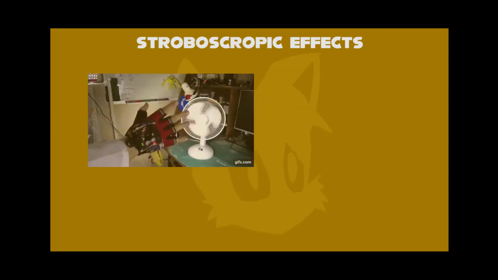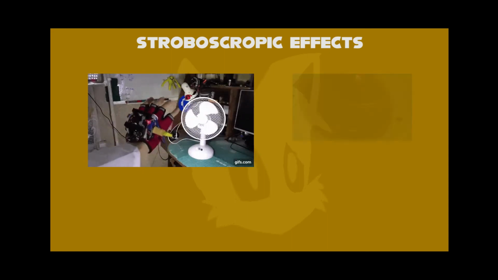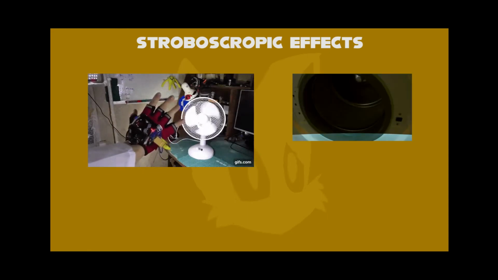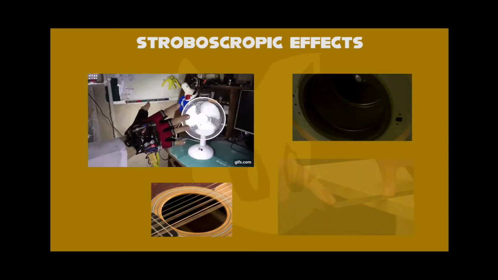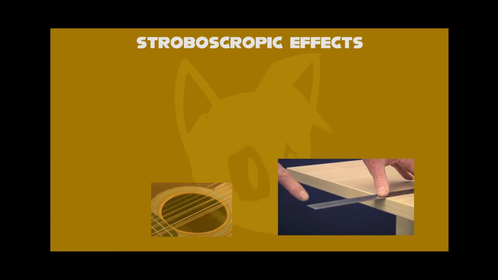For example, it can be done on any rotating and vibrating objects like electric fans, washing machines, DC fans, etc. And vibration of a string can be obtained in a guitar instrument, and vibration of a metal scale.